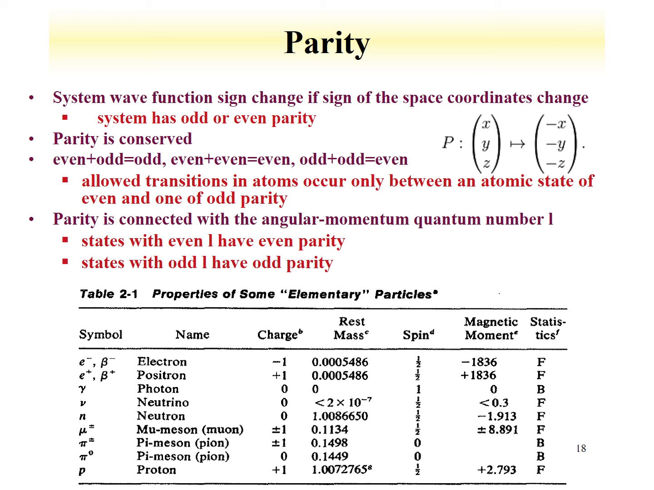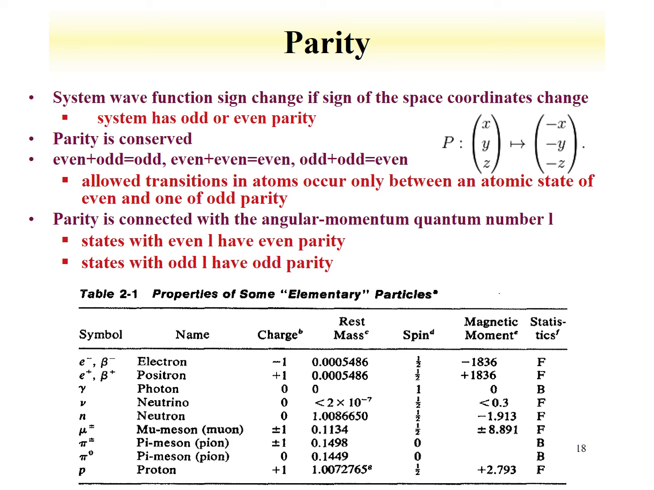Parity is also connected with your angular momentum quantum number. States with an even angular momentum have even parity, so S, D states, whereas states with an odd angular momentum have an odd parity. P states, for instance, will have odd parities. We'll utilize this when we discuss the shell model.